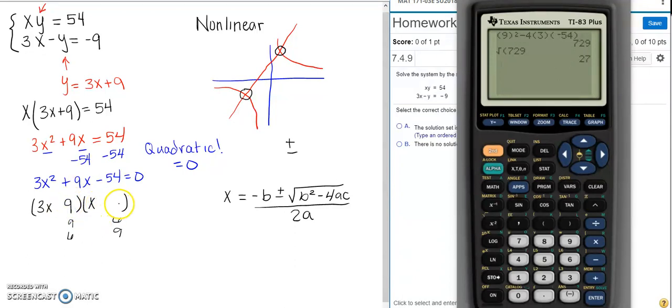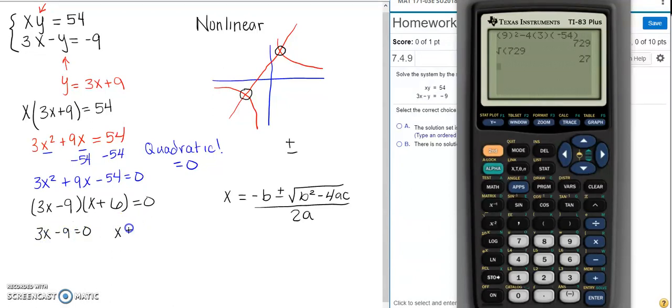So I think it's a 9 and a 6, and I need negative and positive. And the only reason I know that is because I'm kind of working out the FOIL in my head as I think this through. So if I start FOILing this, 3x times x is 3x squared. 3x times 6 is the 18x minus the 9x. And that's how I get a 9x in the middle. Okay? So once you have it factored, you set each one equal to 0.